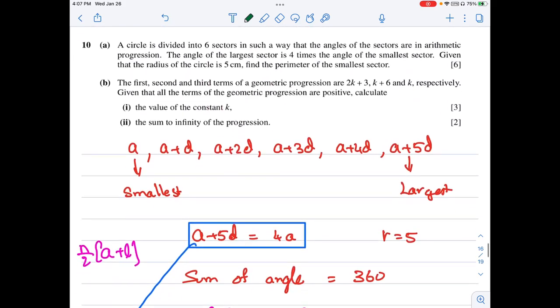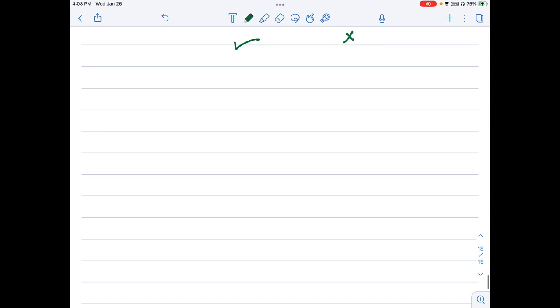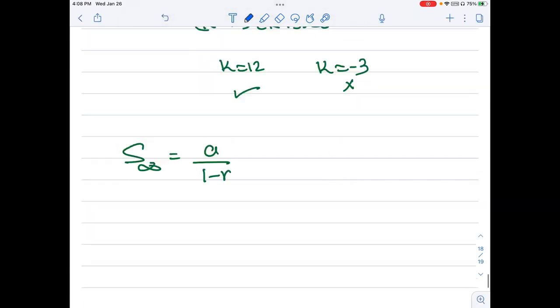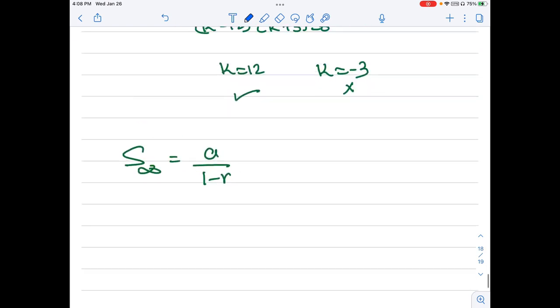Next, what has been asked? Sum to infinity of the progression. Sum to infinity means a by 1 minus r. So I need to know the a value and the r value. What are the terms if we know? The terms are 2k plus 3, k plus 6, k.